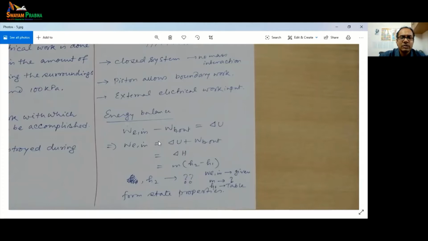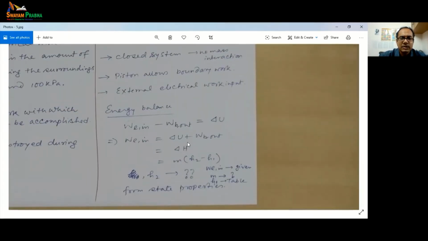Okay, so this we know: delta U plus W_b,out is by definition the delta H, or the change in enthalpy of the gas. So now this capital delta H means mass times the delta of small h, h2 minus h1. Here, what we know and what we don't know: this W_e,in is given.